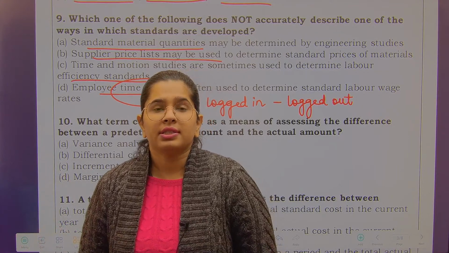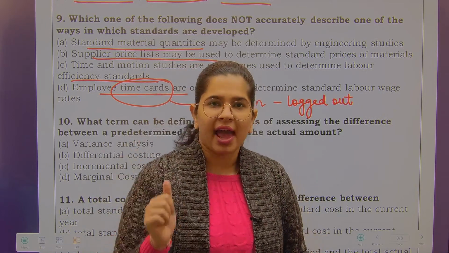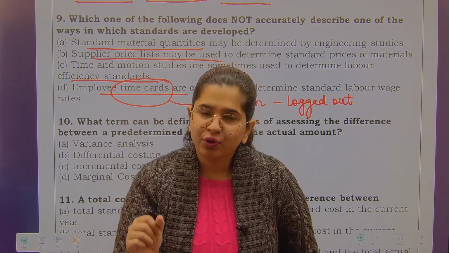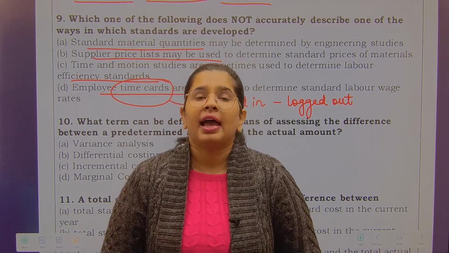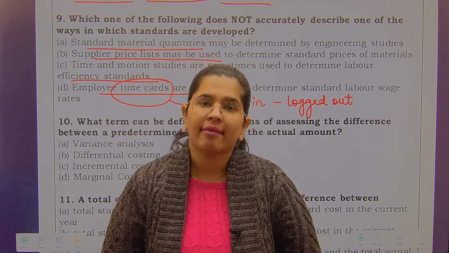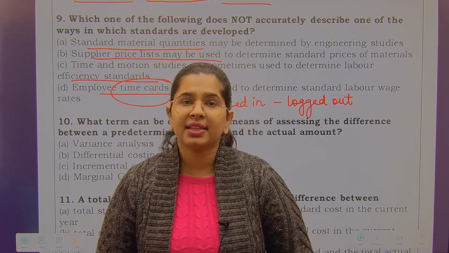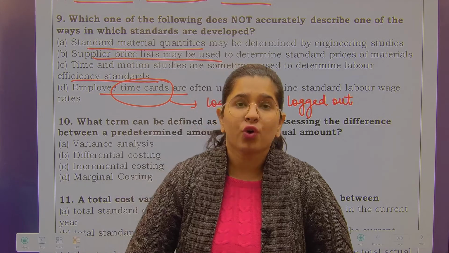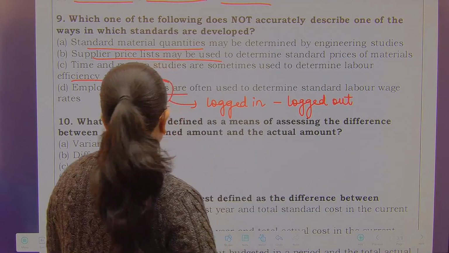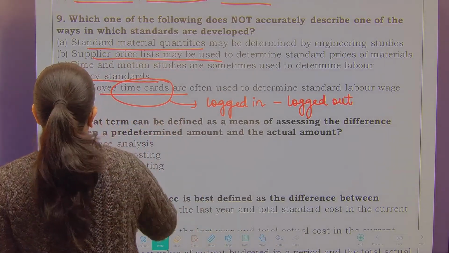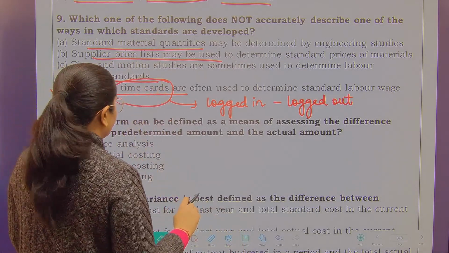Now the technology is digital, so now we have that machinery in which we put our hand, correct? Through our fingerprints, whenever we push our finger in, they know what time you have entered and at what time you have gone out. So time cards are for determining the time of working. These are nowhere related to the labor wage rates. Hence, we will not consider this; this is the wrong option. This is not correct for determining the standard.